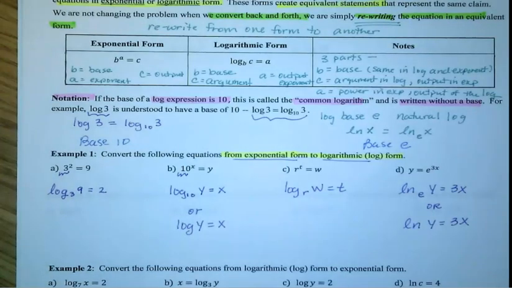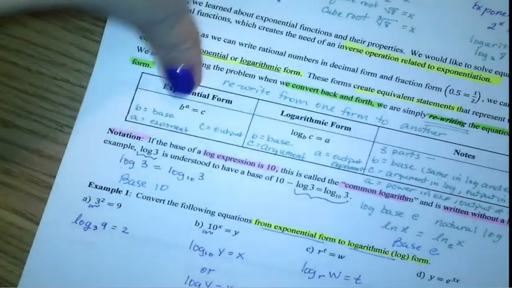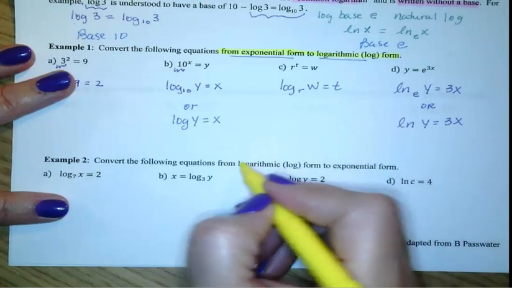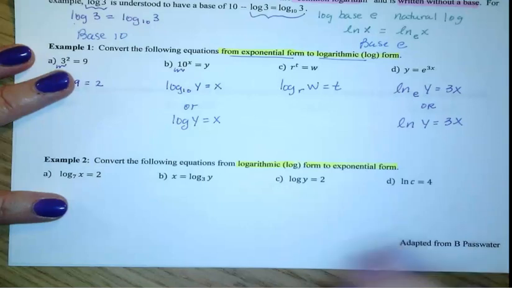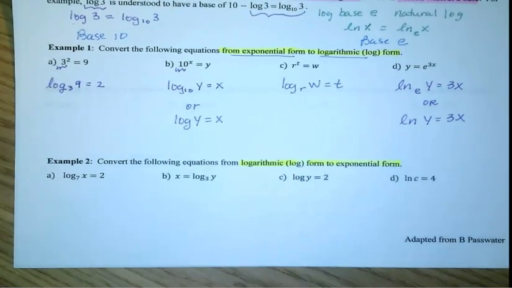So now let's work on going the other way. We're going to convert the equation from logarithmic form to exponential form. So from log, you can see all of these have the word log or ln, and then we're going to go to exponential form.